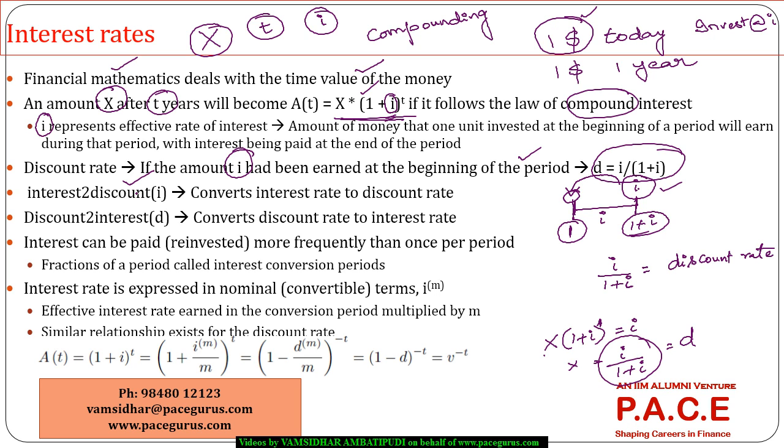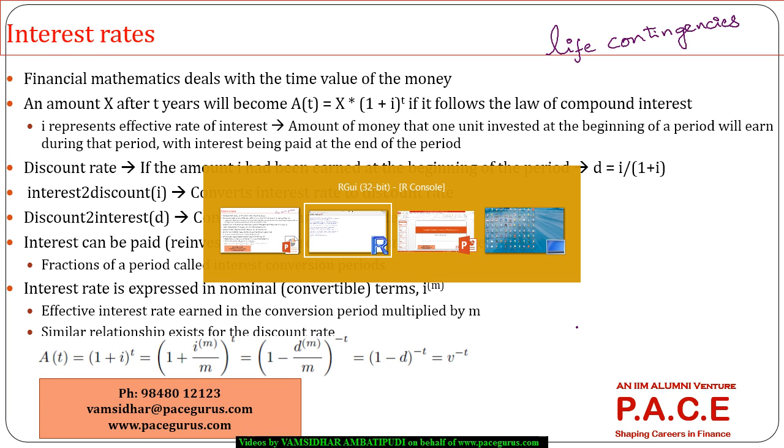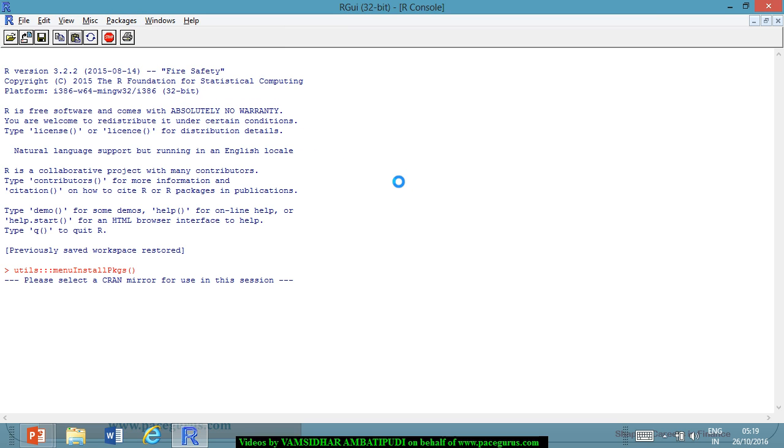For doing all these things, we are working with a few packages in R. For all the calculations in this particular session, I'll use a package called lifecontingencies. This is the name of the package that I'm going to work with, which contains a lot of these financial mathematics related calculations. So let me do one thing. Let me install that package.